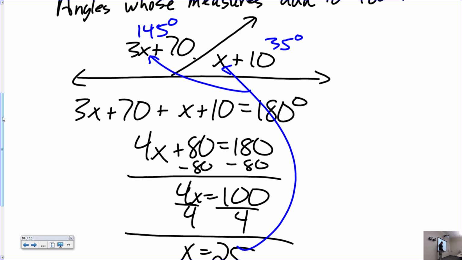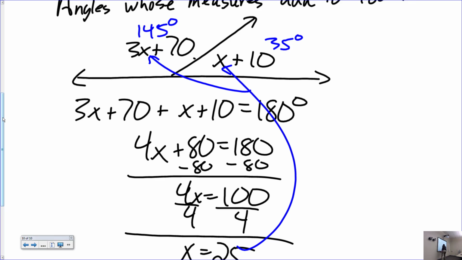And you can figure that second one out either way you want. You can plug 25 in here and calculate it, or you can say, hey, this is a straight line, I know they add up to 180 degrees. What's 180 minus 35? 145. Either way, okay? So, again, definitely will be something like this on the test, forcing you to do some algebra with a small bit of geometry knowledge.